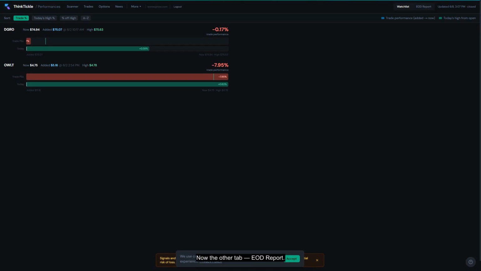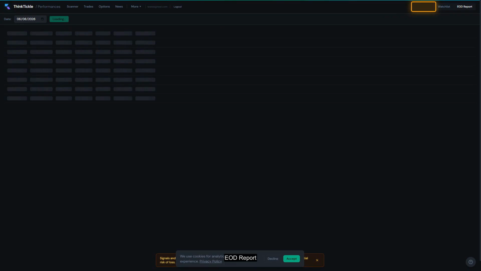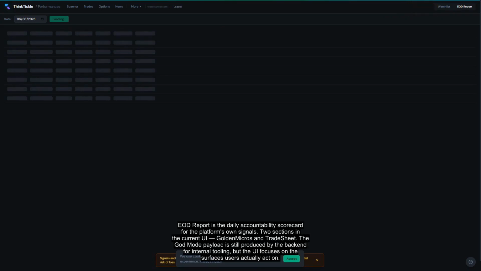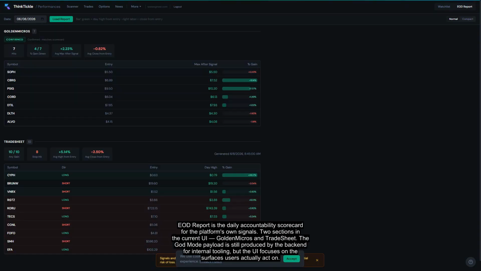Now the other tab, EOD Report. EOD Report is the daily accountability scorecard for the platform's own signals. Two sections in the current UI, GoldenMicros and TradeSheet. The God mode payload is still produced by the backend for internal tooling, but the UI focuses on the surfaces users actually act on.